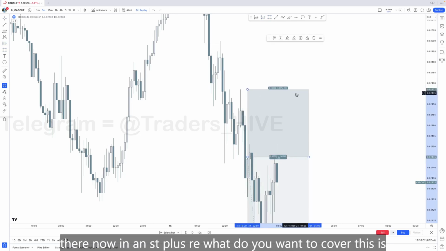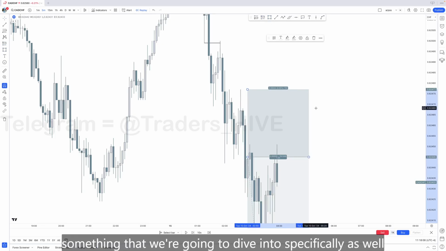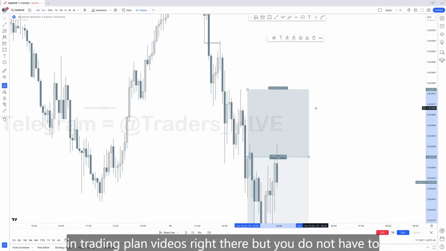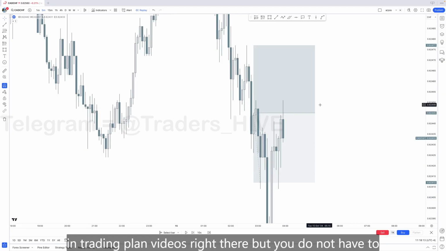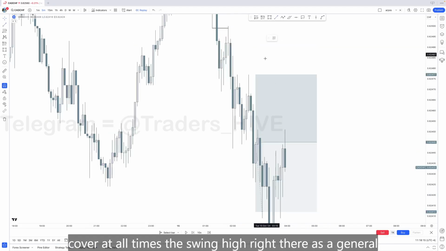Now, in an ST plus re, what do you want to cover? This is something that we're going to dive into specifically as well in trading plan videos right there, but you do not have to cover at all times the swing high right there.